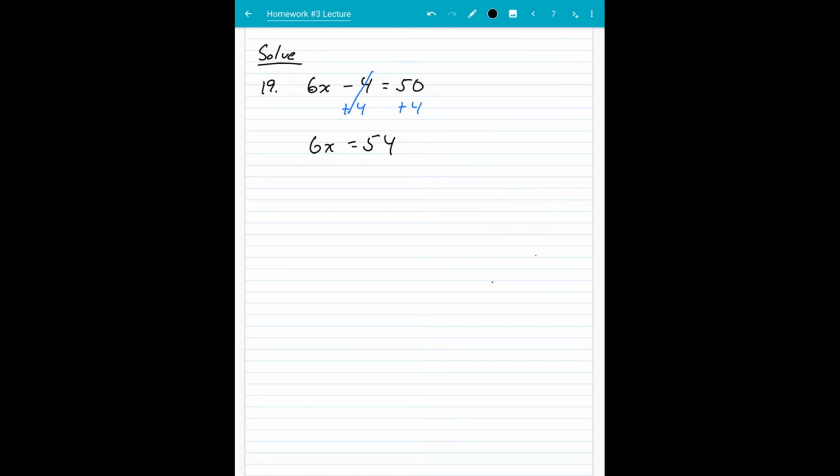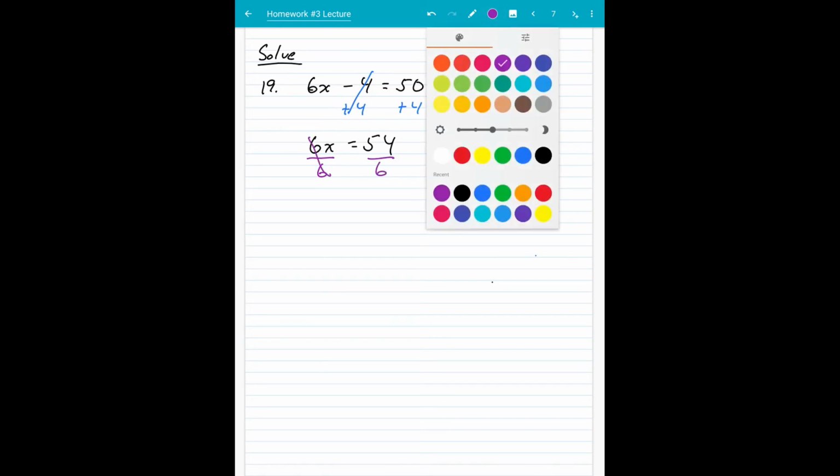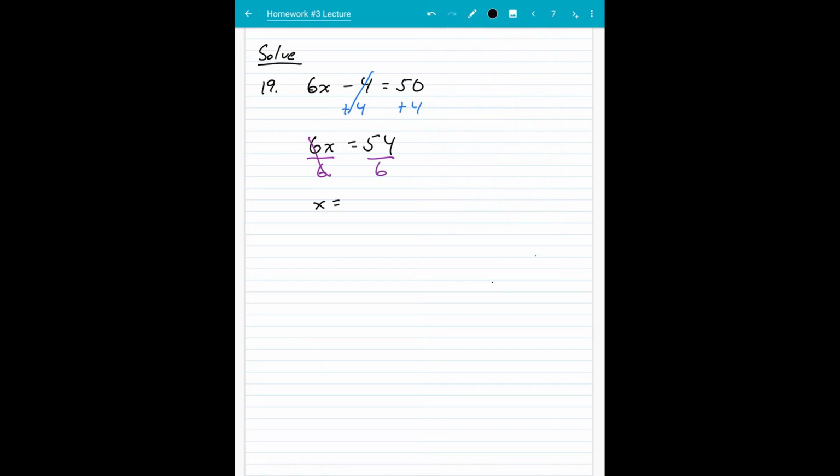Now, on all those other problems, when we moved a number, we had x by itself already. Notice x is not by itself. Since you have all variables on the left side and all numbers on the right side already, we now need to detach that 6 from the x. To do that, we divide by 6 on both sides. And that ends up giving us x equals 9 as our final answer.